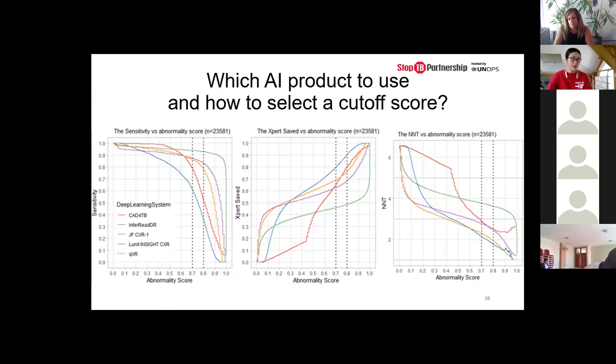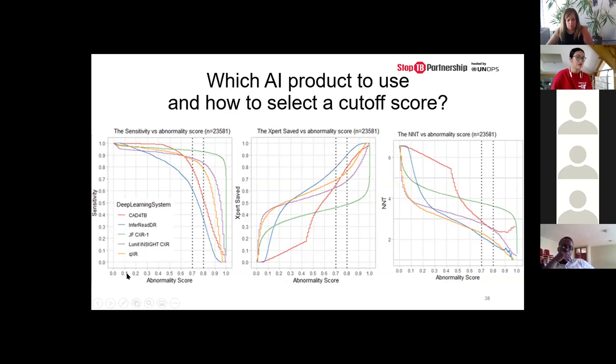So I want to focus the time on what it means for implementers. Which CAD products should I choose, and which cutoff score to select? The difficulty with CAD is it's a triage and diagnosis adjunct tool that provides continuous output instead of a binary output. So you can't simply measure it with one set of sensitivity and specificity. That's why the ROC curve is the standard metric.